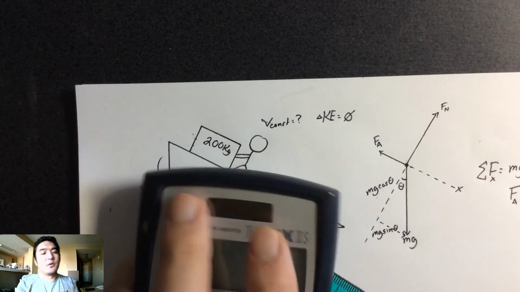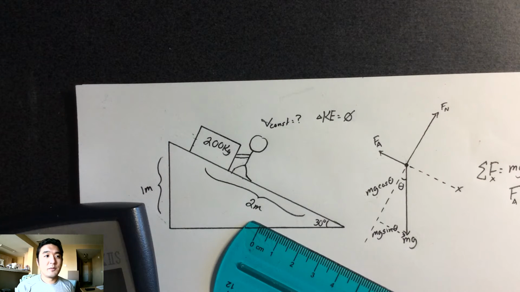So that would be the answer for the first part. Of course, your numbers will be different from mine. The next part says, determine the work done on the piano by the man.